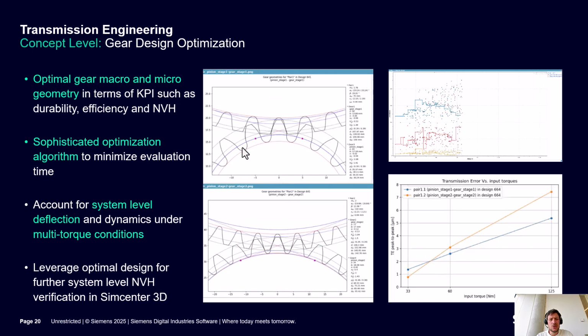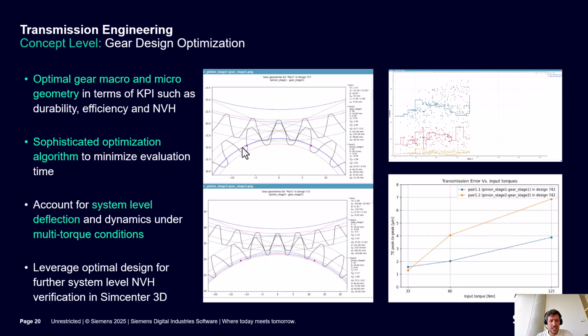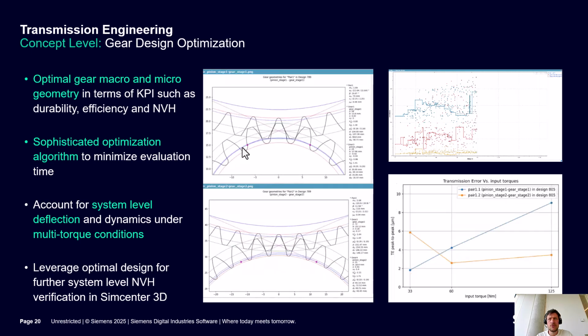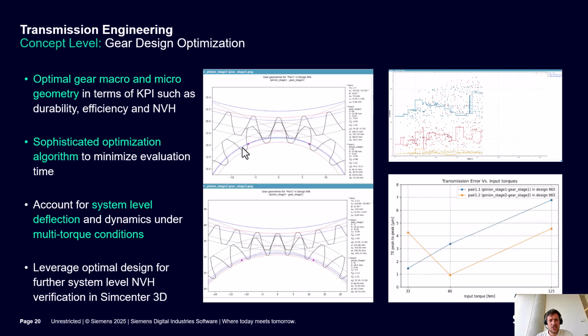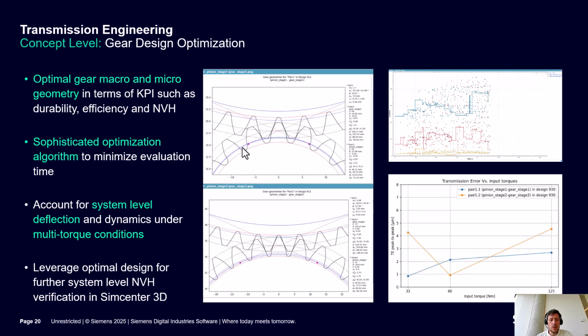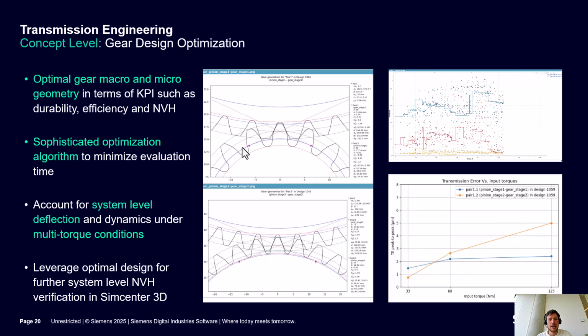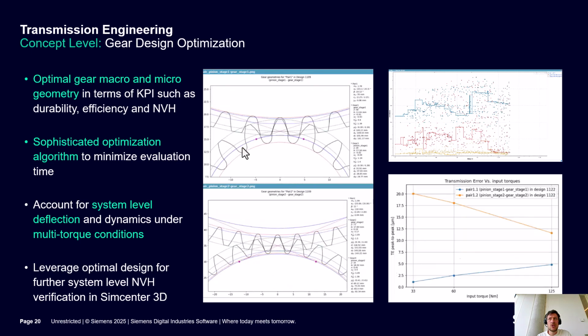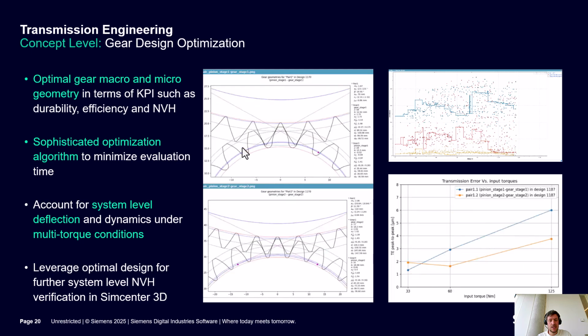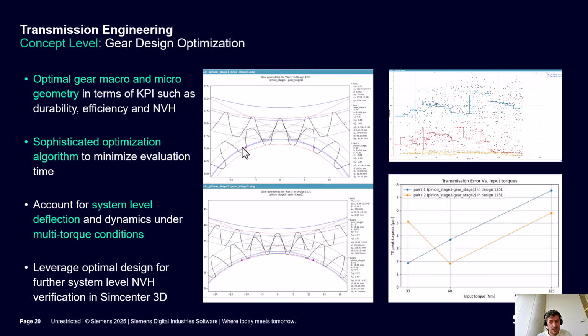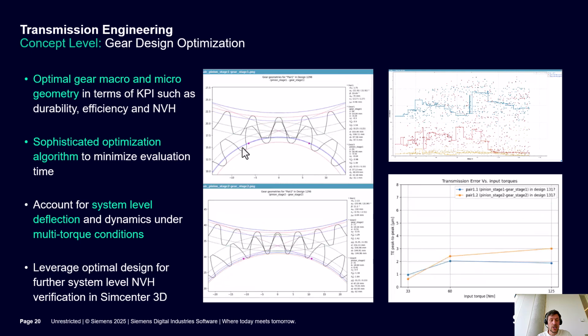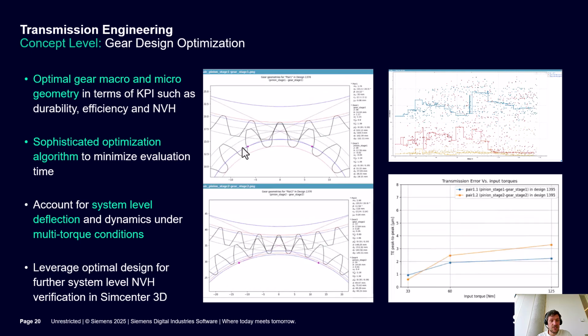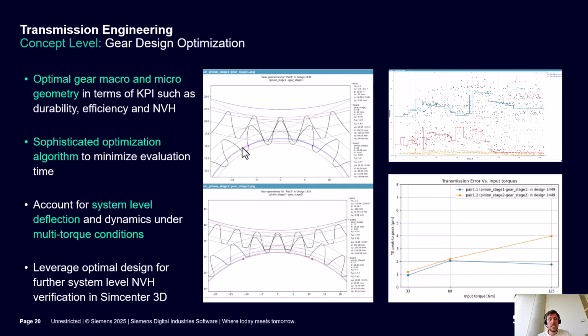For example, let's consider a two-stage lay shaft transmission, which is very common for EV passenger cars today. If you only consider those two gear pairs, we're already talking about more than 100 design parameters. So if you would like to find an optimum design for such a large design set or design space, you really need a robust algorithm, an efficient algorithm to find that optimum design within a minimum evaluation time.